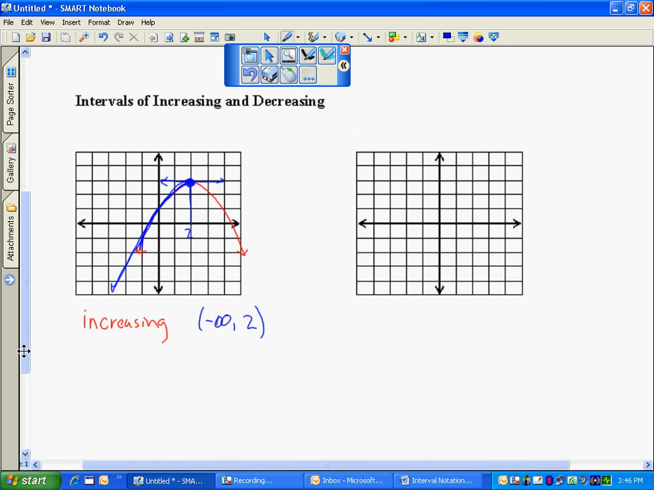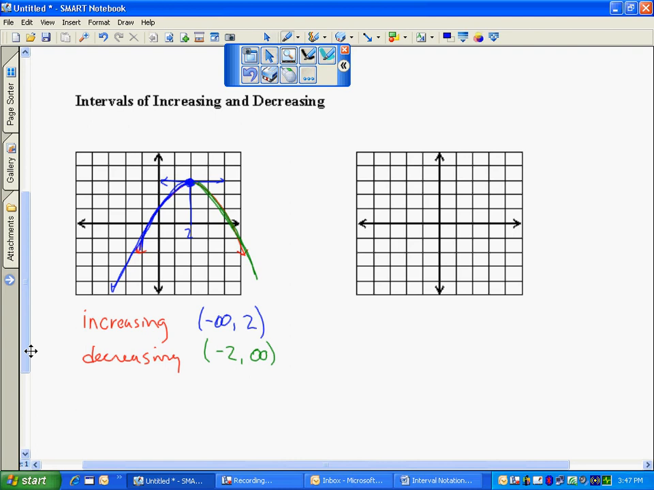Now, if I'm looking where this function is decreasing or headed downward, it's headed downward from that point 2 all the way. So from 2 to infinity. Now notice I don't include infinity because infinity is not a number. Infinity is kind of a location. It's way out there, and you can always continue to grow or get further out. So it never, ever stops.